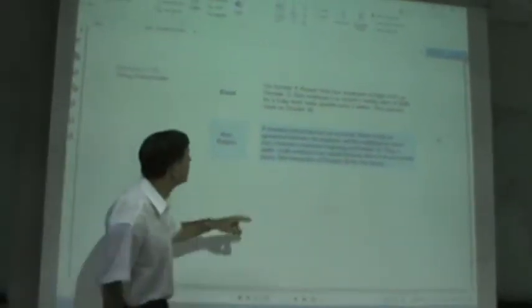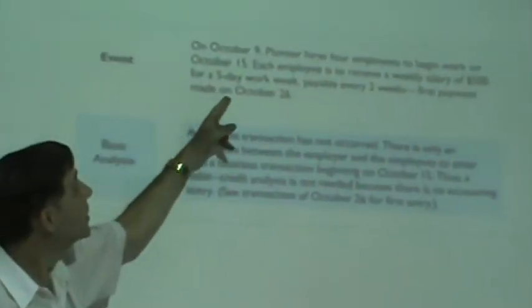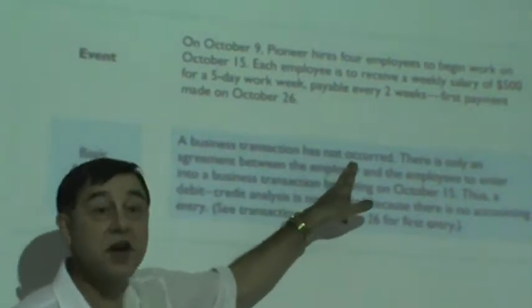An event. Pioneer hires, hiring of employee. Well, when you hire an employee, there is no real transaction. You don't record anything. So, a business transaction has not occurred. This one is easy, nothing. You don't do anything.